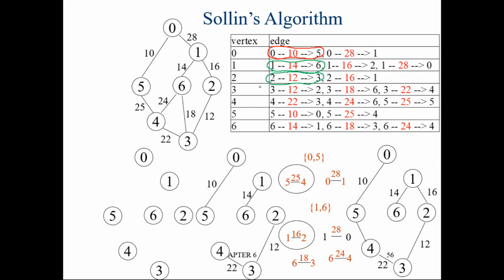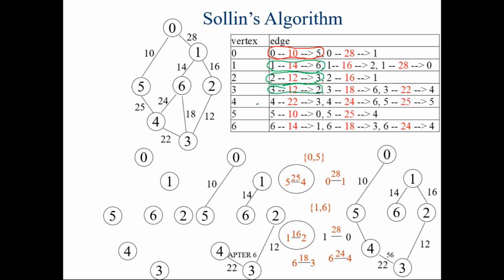Then we will identify for vertex 3. Vertex 3 has three edges, with costs of 12, 18, and 22. So again the minimum one is 3 to 2, with a cost of 12. Okay, right.